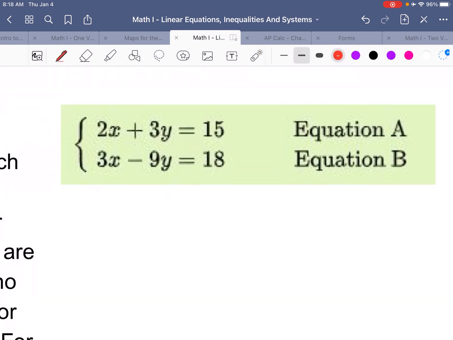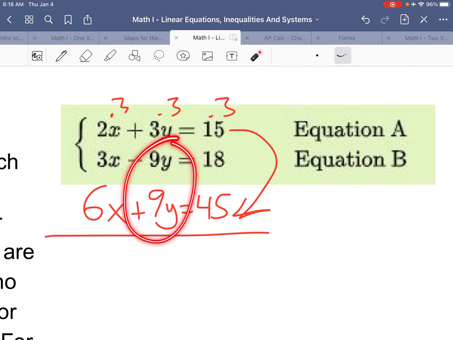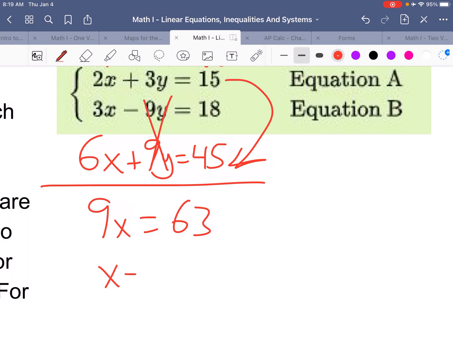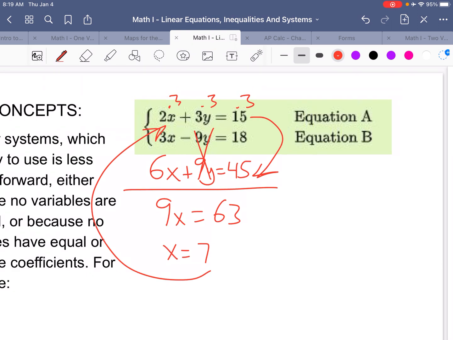What I mean is we can take this first equation and say, well, I'm just going to multiply everything in this equation by 3. And you might be wondering, why in the world would you do that? Well, 2x times 3 is 6x, 3y times 3 is 9y, and 15 times 3 is 45. Now, take a look. The y's will cancel each other out. I get 9x equals 63, so x equals 7. And I can take that and plug it back into one of my original equations and figure out what y is from there.